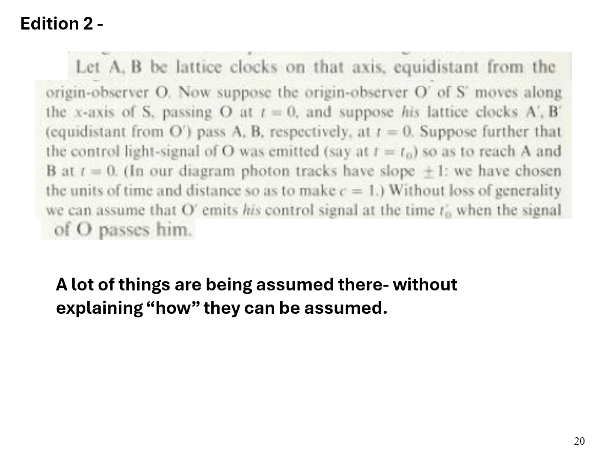In our diagram, photon tracks have slope plus or minus 1. We have chosen the units of time and distance so as to make c equals 1. And that's a sort of convention to make it 1 unit distance travelled in a certain time. And so without loss of generality, we can assume that O prime emits his control signals at the time t prime subscript 0, when the signal of O passes him. A lot of things are being assumed there without explaining how they can be assumed. It's all just a mess.